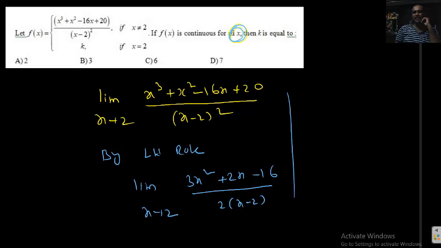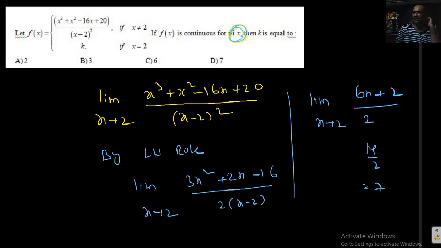Again I want to use L'Hopital. I will write here the limiting value of 6x plus 2 by 2, as x is tending to 2. Substitute: 12 plus 2, 14 by 2 equals 7, a finite value. What I can say, the limiting value equals 7, which means k equals 7. So this is the answer.